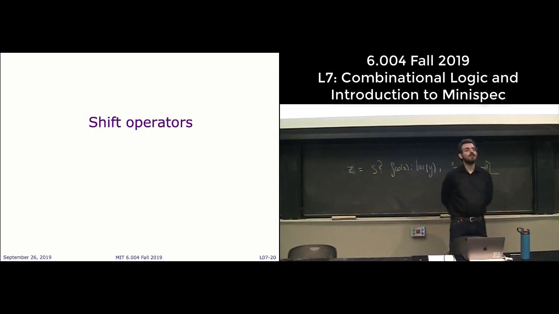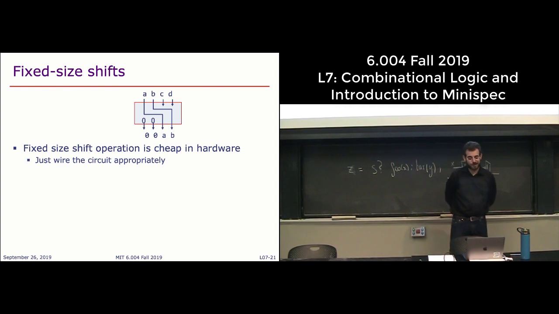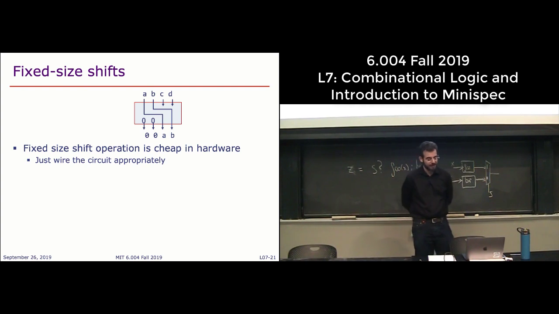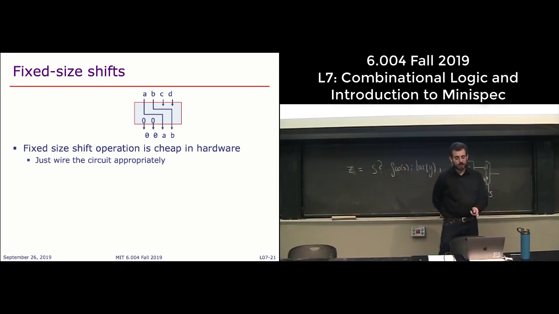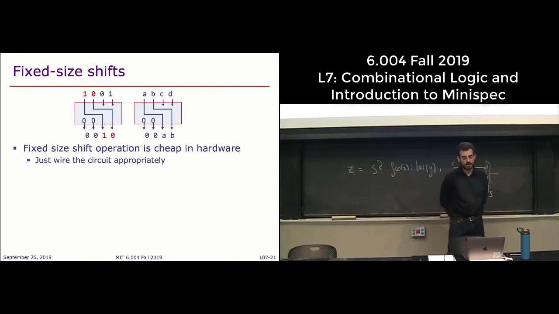Finally, we get to shifts. Shifts are actually extremely easy if they have a fixed size, just like bit selection is extremely easy if you have a fixed size. So let's say that we want to do a logical right shift by 2 of this 4-bit value A, B, C, D. The only thing we need to do is wire up things like this, so that we insert 2 zeros in bits 3 and 2, and then bit 3 becomes bit 1, bit 2 becomes bit 0, and bits C and D, the lower order bits, are dropped. So this is just wires. There's no logic here.